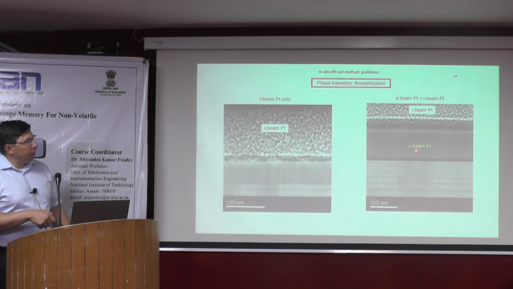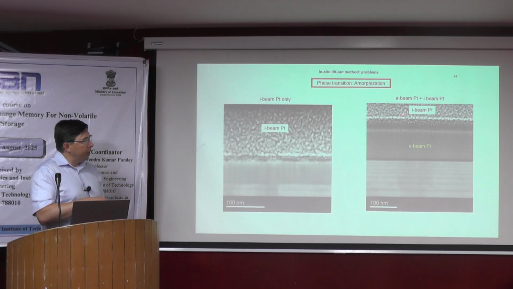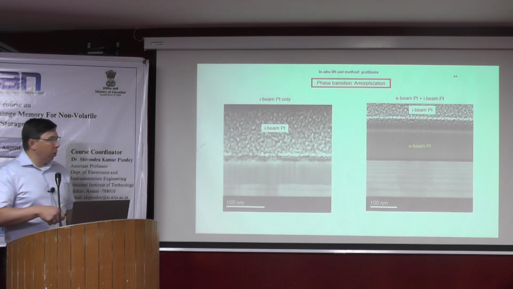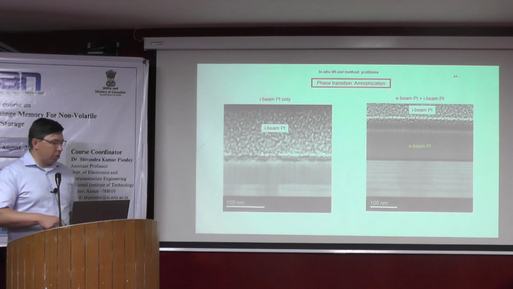Here you see that the thickness of the electron beam layer is more than 200 nanometers, and even in these layers the ion beam platinum can go to some extent into the E-beam layer. So just think about this, so that the high energetic ion beam can destroy your structure.